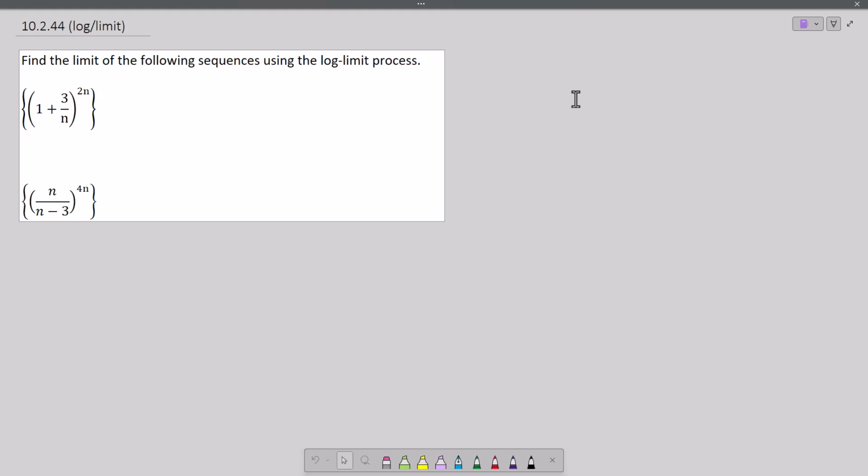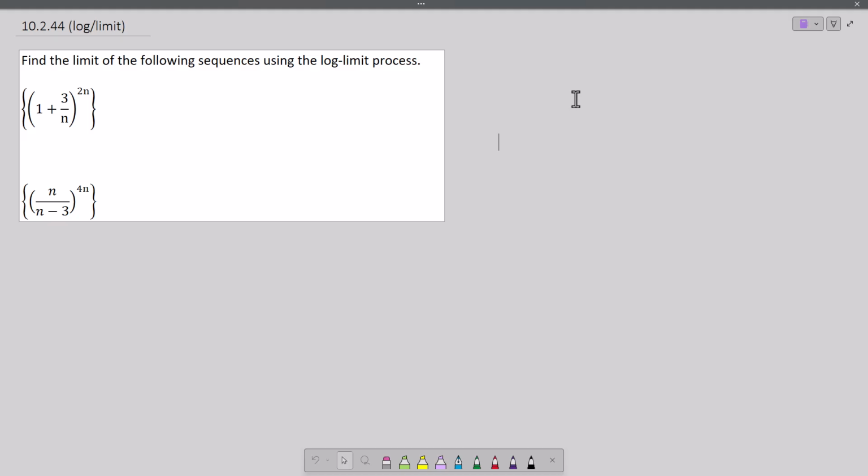If we were asked this on the test, would we have to prove it, or could we just put in the shorthand? You do have to use that process. It's going to ask you to use the process, but knowing what the answer is should make it easier. If you had to find the limit of one of these and it didn't say to use the log limit process, you could go with the shortcut. But if it asks you to use the log limit process, then you need to do the work.